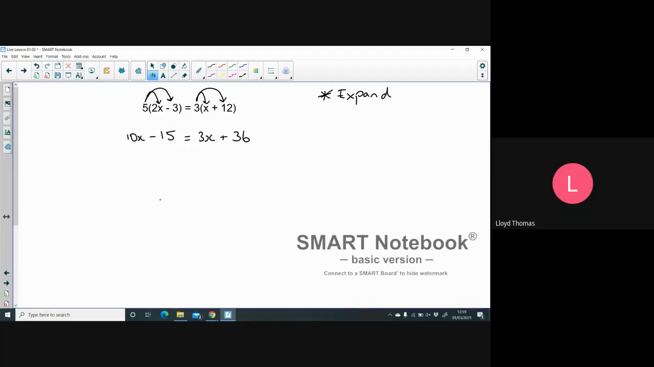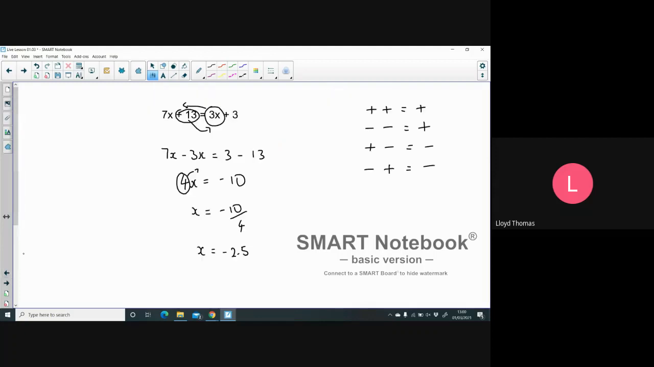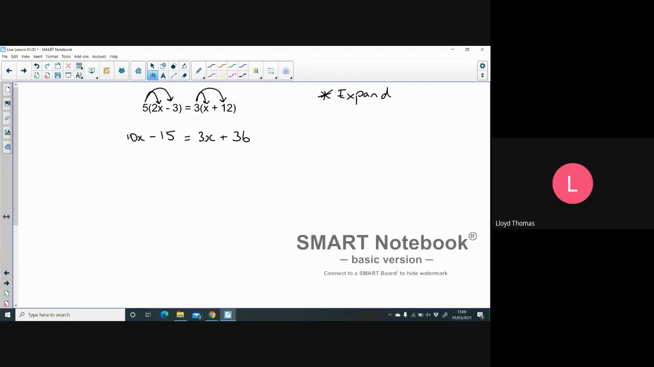Okay, now from this point onwards, what I have here is some x's on both sides and some numbers on both sides. This now looks exactly like the questions that I've been doing over the last few examples. It looks very similar to the one I started with in the previous example, with x's on both sides and numbers on both sides. And that's what I've ended up with after expanding my brackets. So I have 10x and 3x. I'm going to move the 3x over there. And in turn, I'm going to move the minus 15 over here.